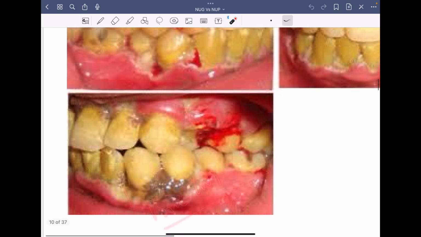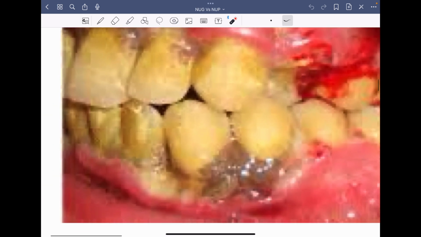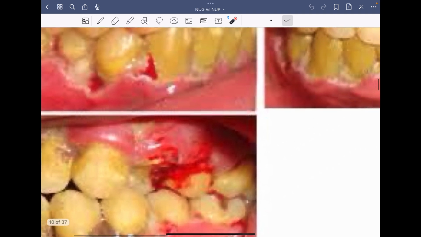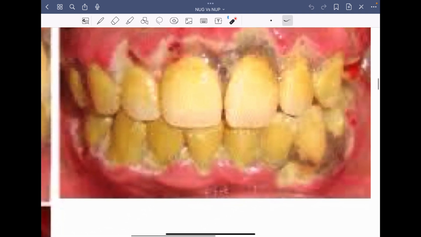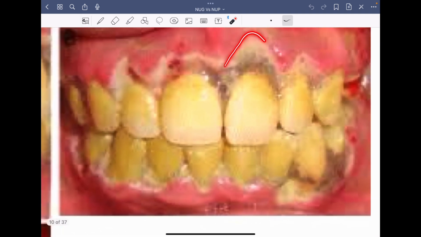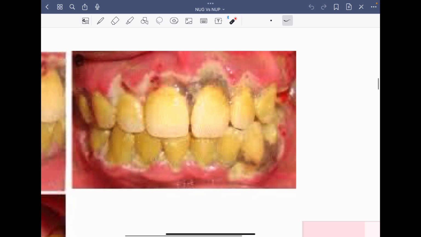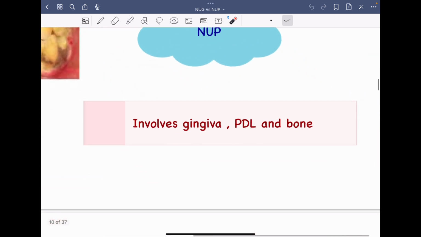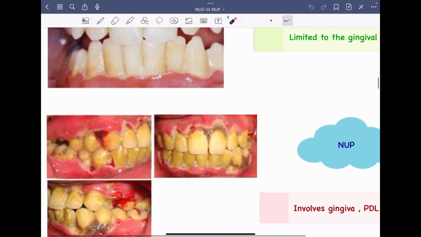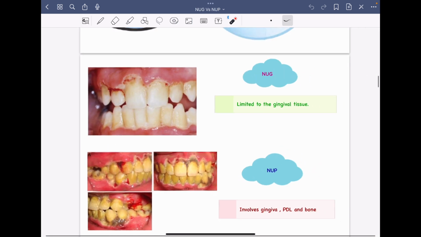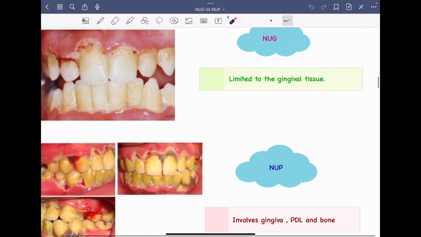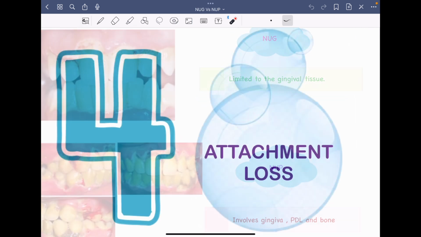There is extensive sloughing present over here, and also there is bone loss. Very clearly, clinically you can appreciate there is bone loss because the root of the tooth is also visible within the oral cavity. See here as well you can appreciate the amount of bone loss. There is sloughing, and in very severe cases the bone might also be exposed into the oral cavity. So this is the major difference between NUG and NUP.